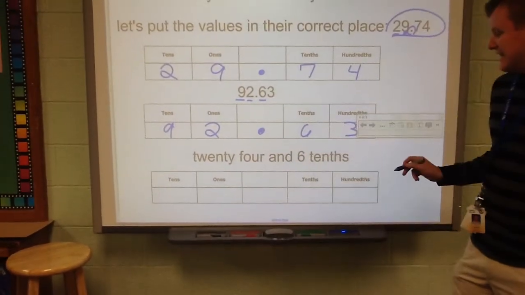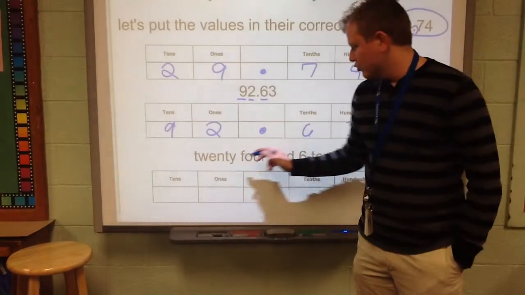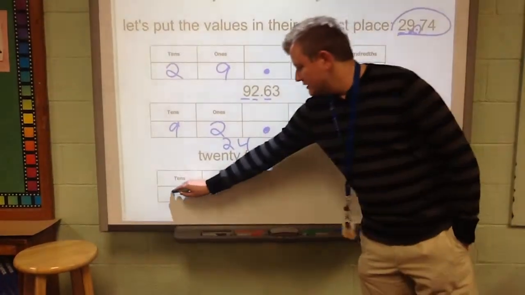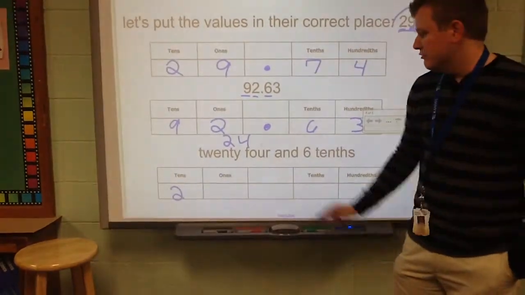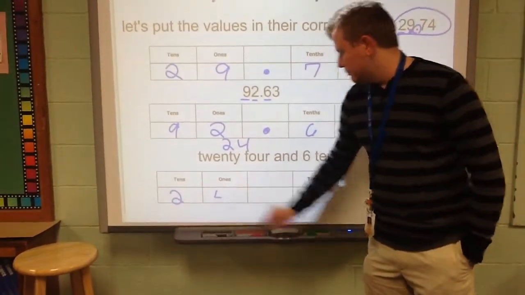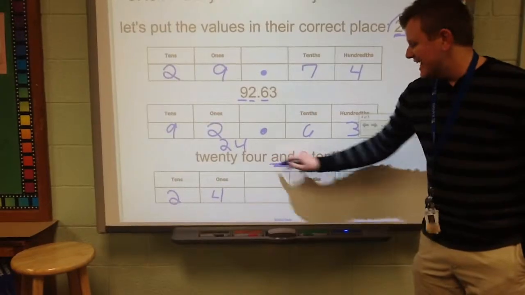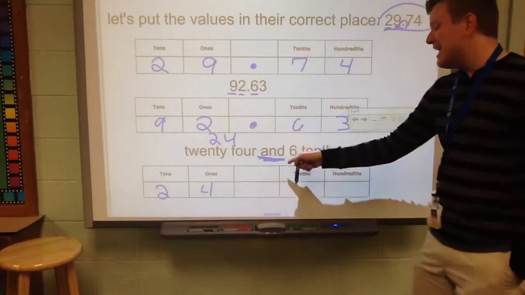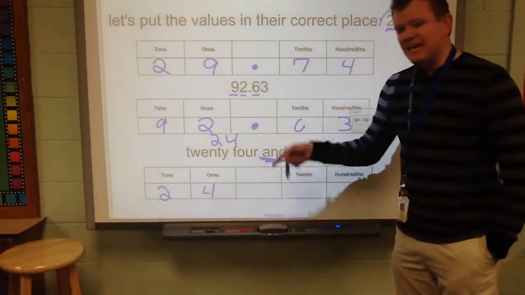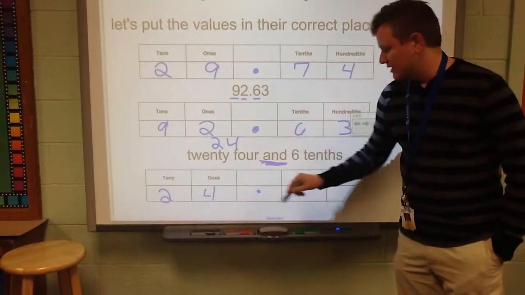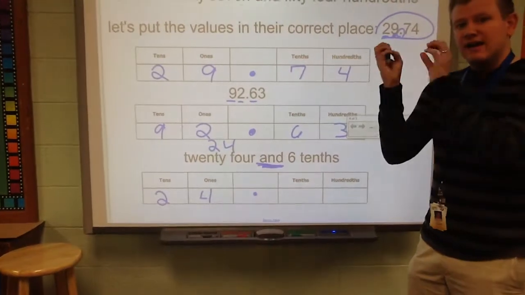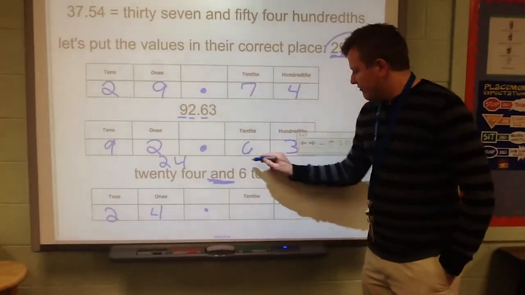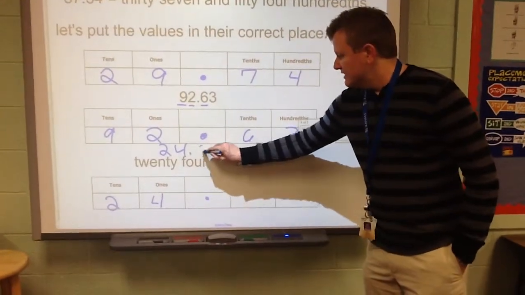Down here, I actually wrote this out, okay? 24 and 6 tenths, okay? Well, 24, we know what that looks like. My 2 is in my tens place value. My 4 is in my ones place value. And since it has that "and," that's your key word: 24 and 6 tenths, the "and" represents the decimal point. Okay, so the "and" separates the whole number and the fraction of the whole number, or the whole number and the decimal. In this case, I have 24 and 6 tenths.